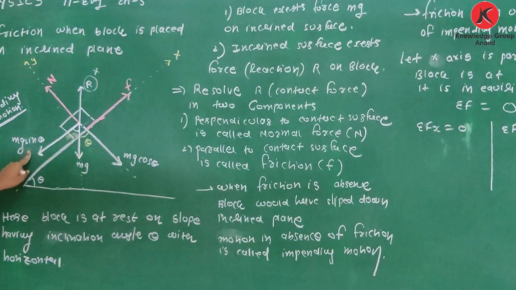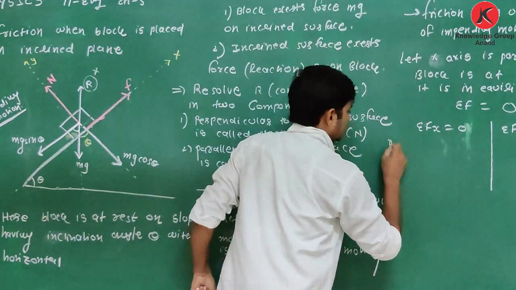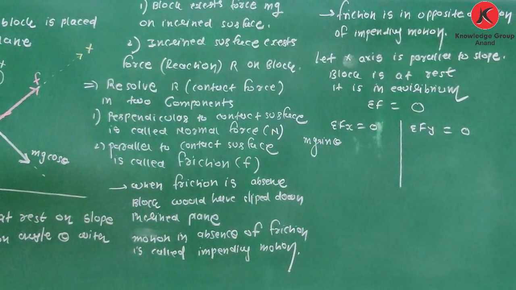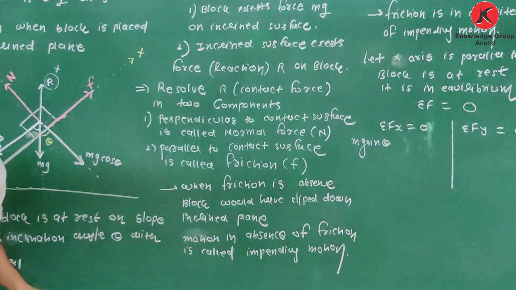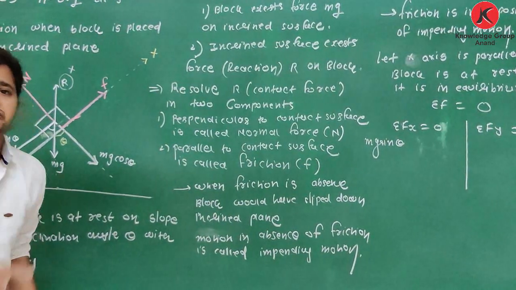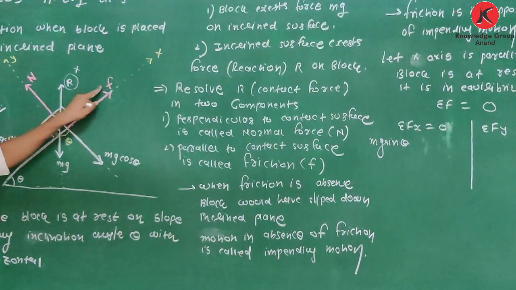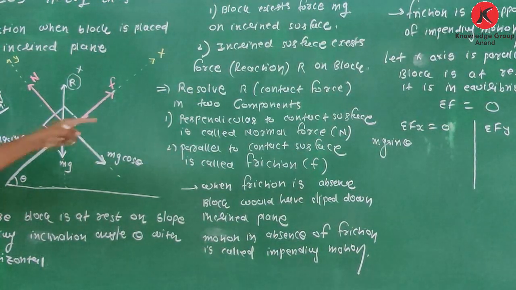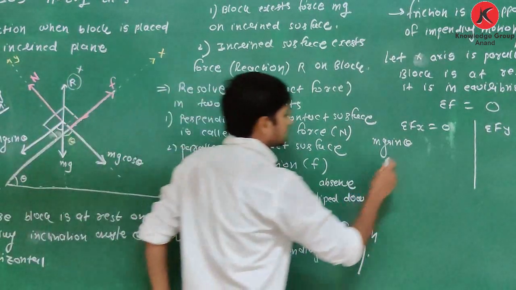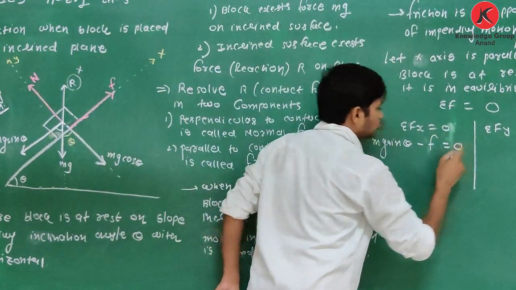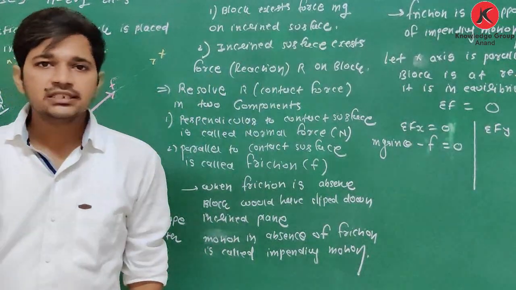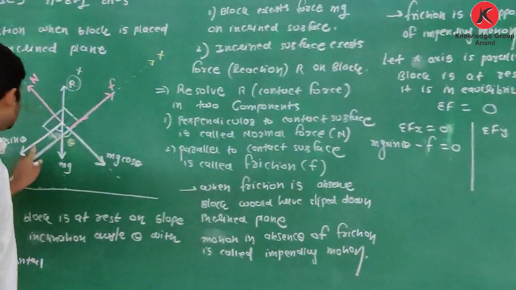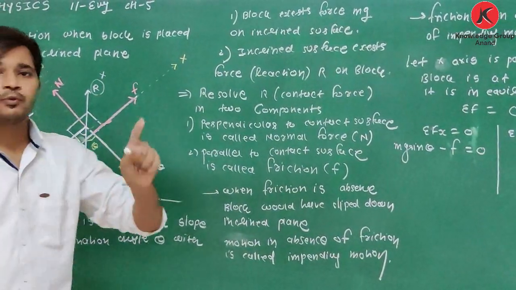How to write? mg sin theta, and the friction force is in the opposite direction. Here I have considered mg sin theta positive, so I have to consider the friction as negative: mg sin theta minus f is equal to 0. Clear about this? Why the minus sign? Because mg sin theta and f are in opposite directions.